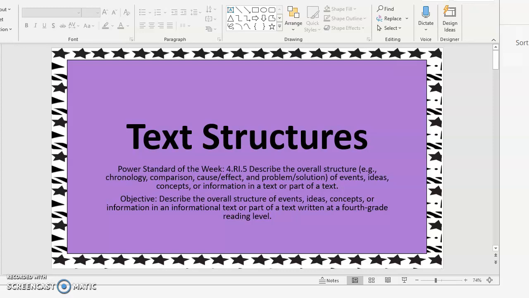And we're going to meet this objective by doing cause and effect, looking at comparisons, looking at the problem and solution. We also are going to be paying attention to some text features because these text features are going to help you understand your text better.